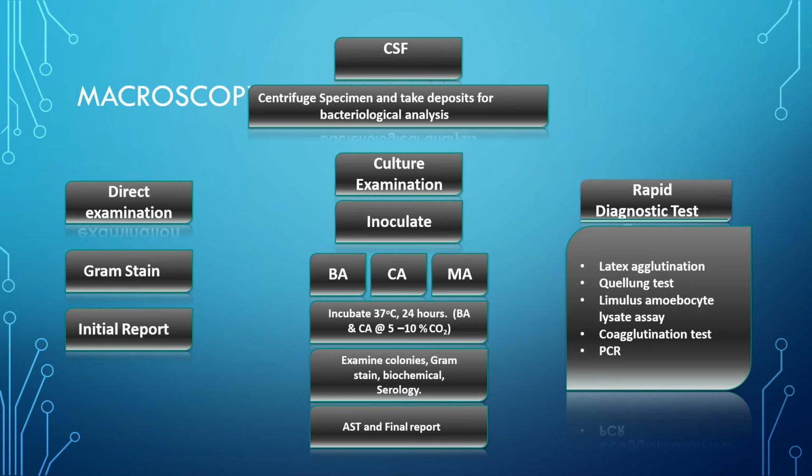After the incubation period, the colonies are examined and gram stained again, and biochemical tests have to be done and compared with the results for Neisseria meningitidis. Apart from these two tests, there are also rapid diagnostic tests. The first are the latex agglutination test and the Quellung test, then the co-agglutination test and the PCR test, which we have discussed earlier in the last presentation.